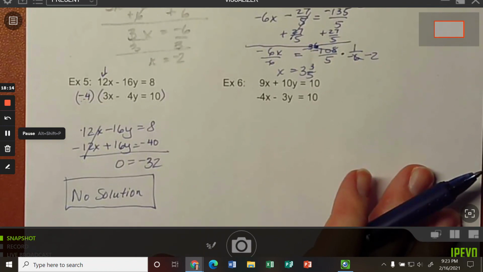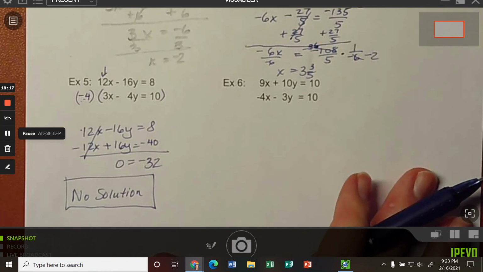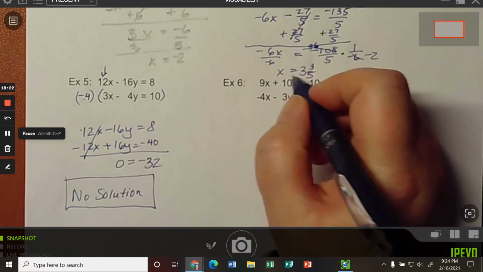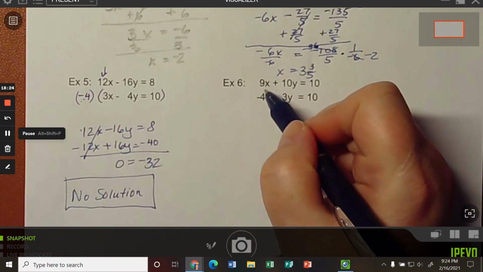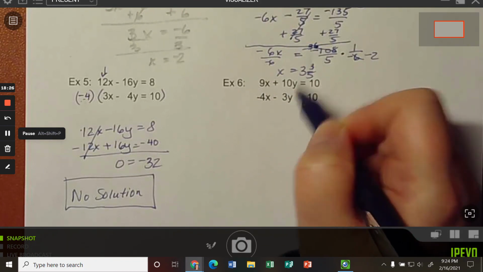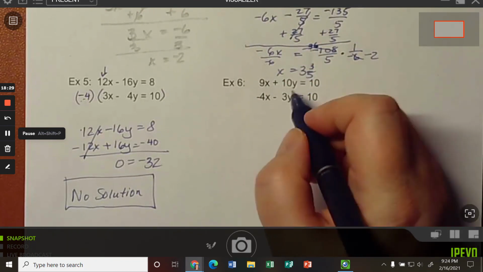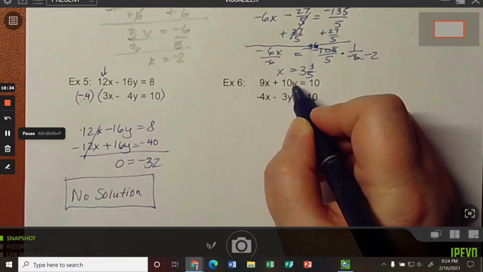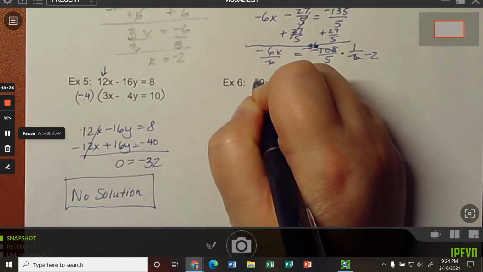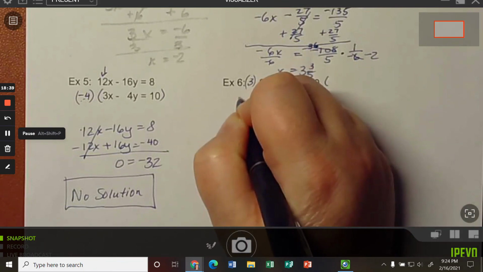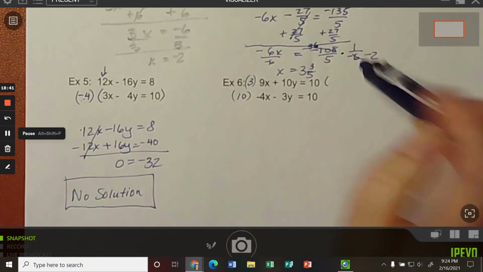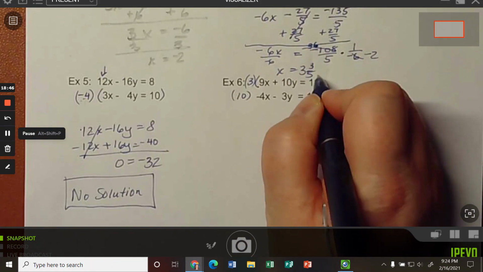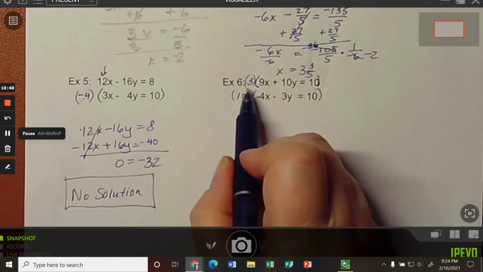Okay, let's look at example 6. 9x plus 10y equals 10, and -4x minus 3y equals 10. So let's cancel out... we'll go with the y's, so we'll cancel out the y's. And that's already a positive, that's already a negative, so we'll leave it that way. We'll multiply this by 3, we'll work over here. And we'll multiply that equation by 10. Okay, and it's the entire equation that gets multiplied by 10, or by 3 here.